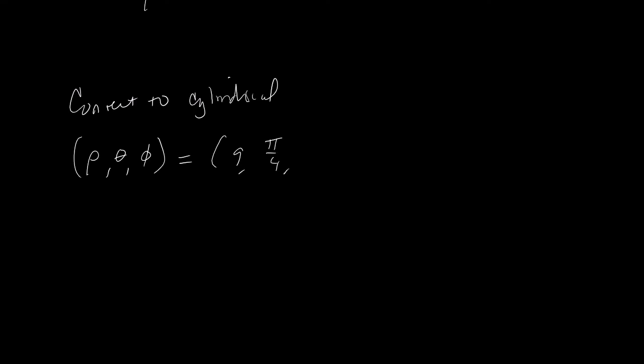Let's convert to cylindrical this point, rho, theta, phi equal to 9, pi over 4, pi. Okay, so we're going to cylindrical. So what we're looking for is r, theta, z. This is what we're looking for. So we need to know what is r, what is theta, what is z. Well, theta is theta, so that's nice. So theta is simply pi over 4.